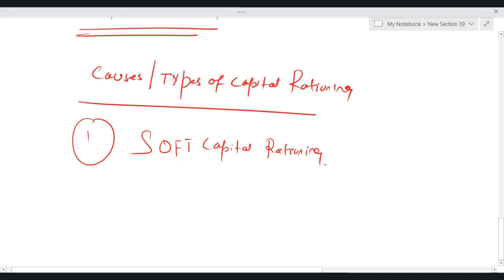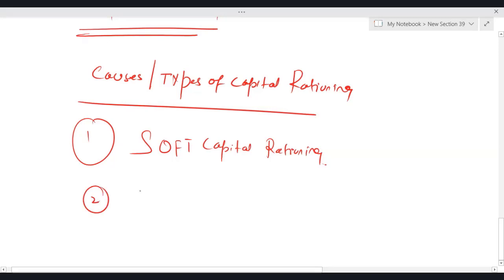Another example of soft capital rationing is that the organization has decided a capital budget limit. The entity has made a decision that we are not going to exceed our capital budget limit. Even though they have finance, they're saying no, this is the limit. Let us make investments within that limit. So these are all examples of soft capital rationing. So one reason for facing capital rationing could be soft.